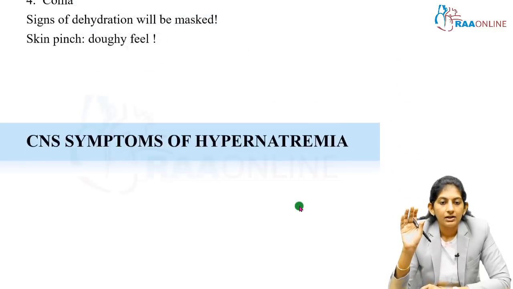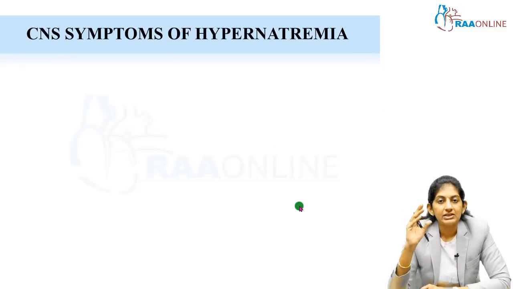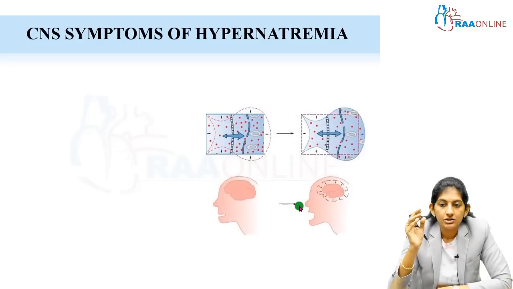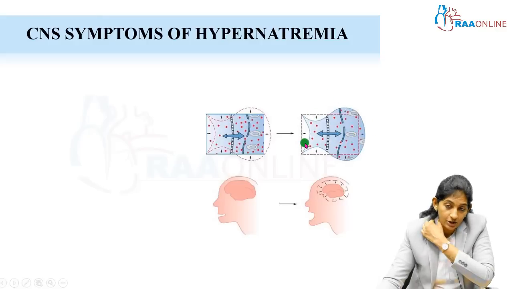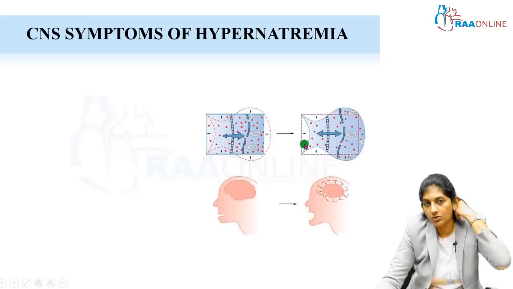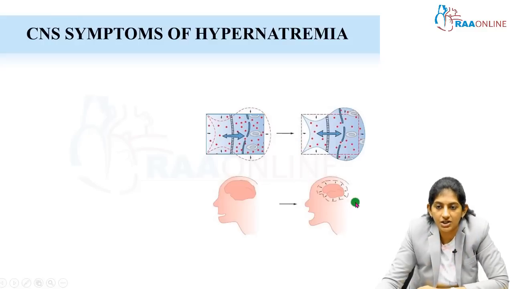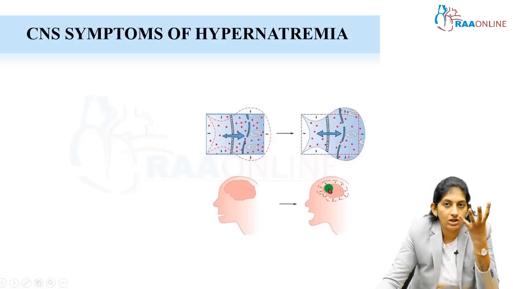Okay. Next, moving on to the CNS symptoms. We just discussed what the CNS symptoms of hypernatremia are, but why do they occur? We will see. So, what happens normally when there is a cell here? When there is hypernatremia, the cell size will start shrinking. All the water will move from the cell outside. So, when the water goes outside, the cells will start shrinking. So, the brain total volume will start shrinking.